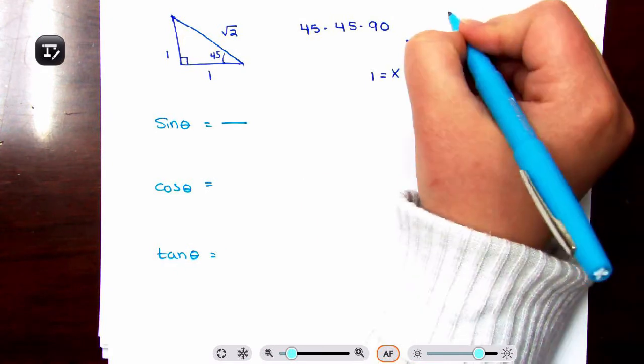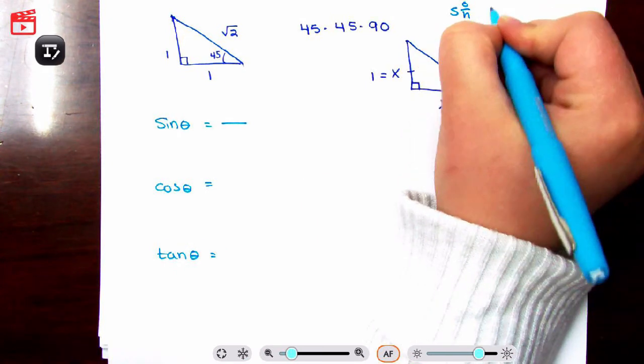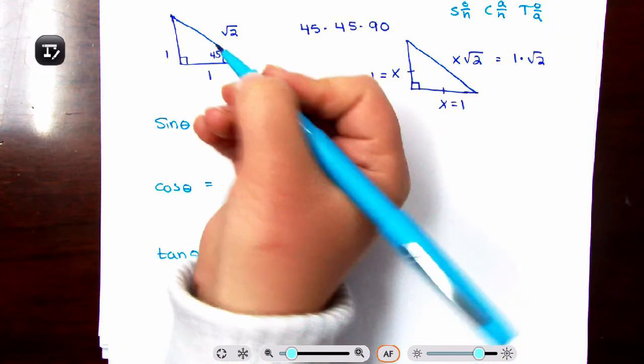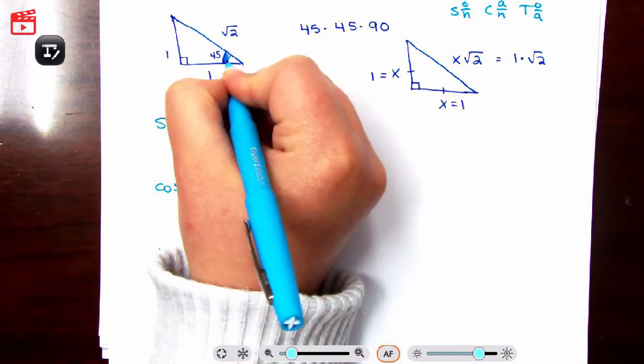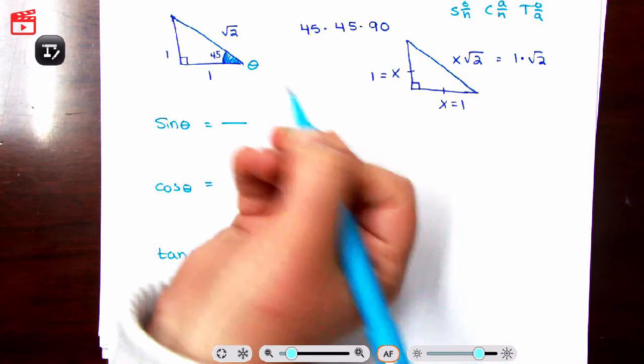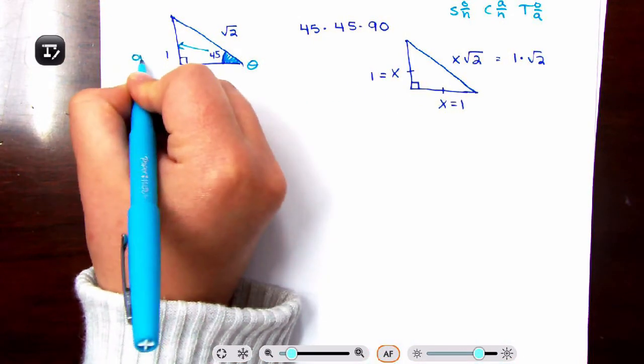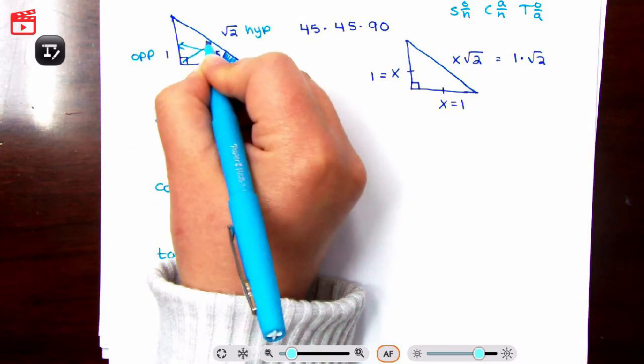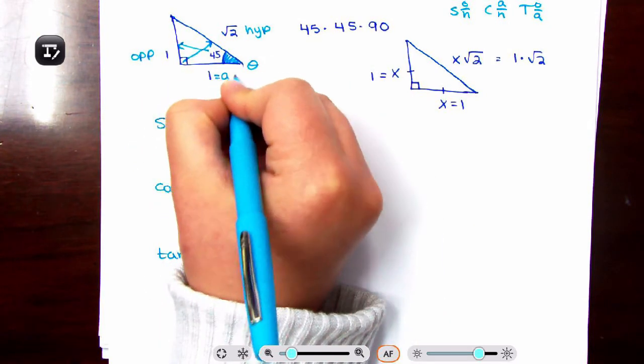Again, SOHCAHTOA, I'm going to write here. Sine, oh, we don't know where our eyeball is. Let's make our eyeball here since I already did that. Here's our theta, here's our eyeball. That means we have an opposite. That means we have a hypotenuse here. Across the street from 90 degrees is always your hypotenuse, and this is your adjacent.